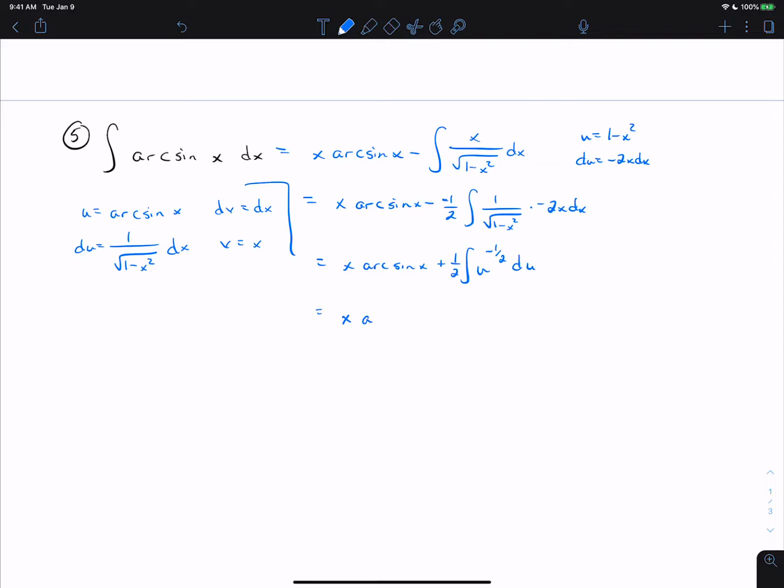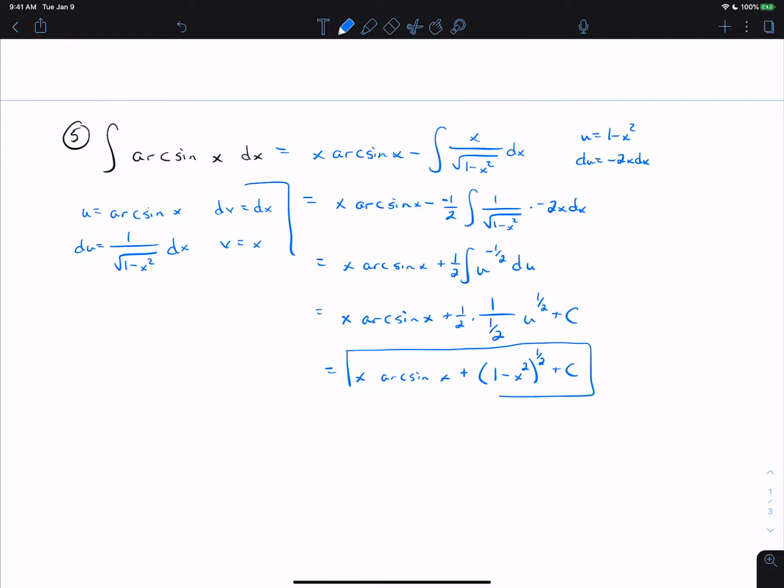That's x arc sine x plus 1/2 times 1 over 1/2 u to the 1/2 plus c. That's x arc sine x. The 1/2s cancel, and we get plus 1 minus x squared to the 1/2 plus c. If you wanted to rewrite that as a square root, you could. And so we get that for arc sine of x.